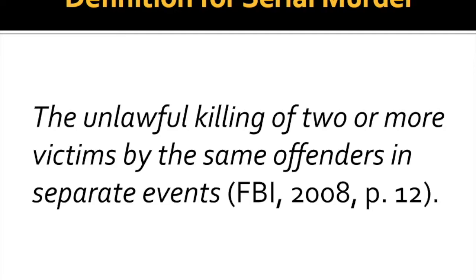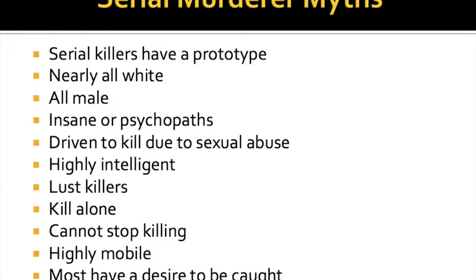Definition of serial murder: the unlawful killing of 2 or more victims by the same offender in separate events. Mass murderers do it all together. But when they're spread out over different events, that's where we come into serial murder.